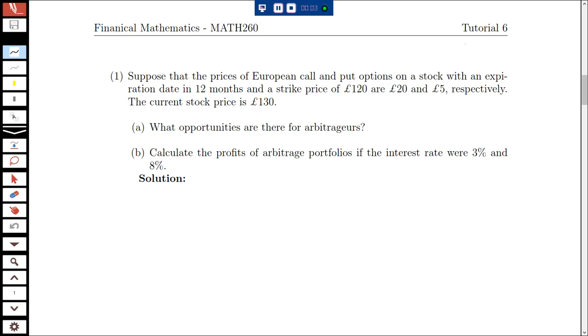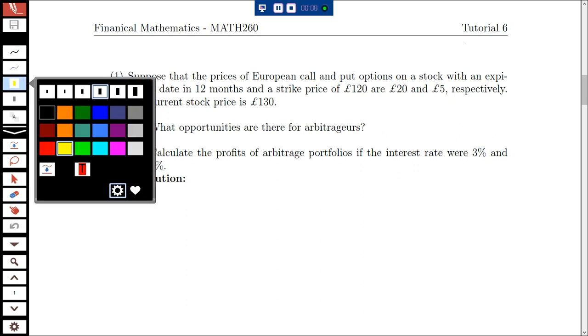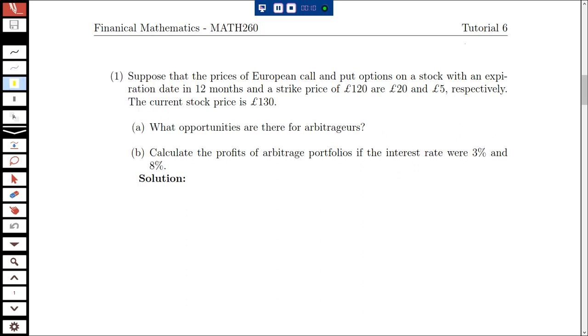Okay, let's take a look at tutorial 6, question 1. Let's highlight some of the important information. Suppose that the prices of European call and put options on a stock that expires in 12 months and a strike price 120 are 20 and 5. So the 12 months means that T is equal to 1 year. The strike is 120, that's K.